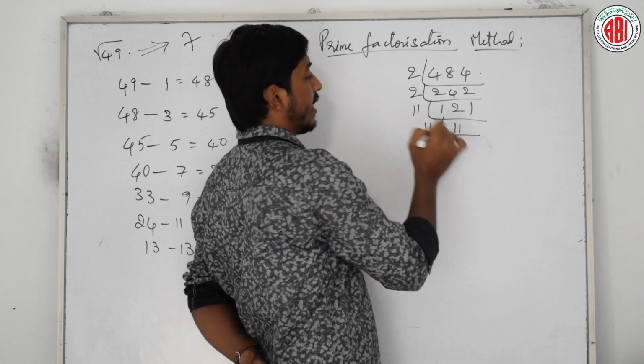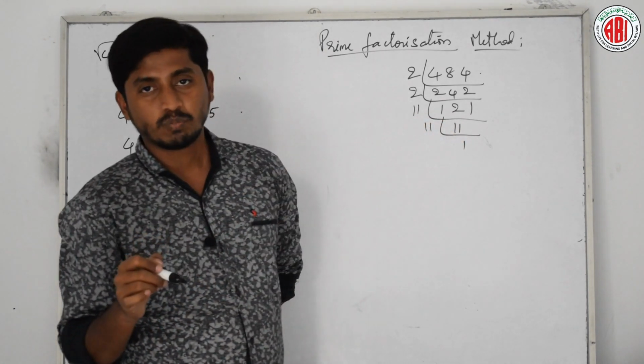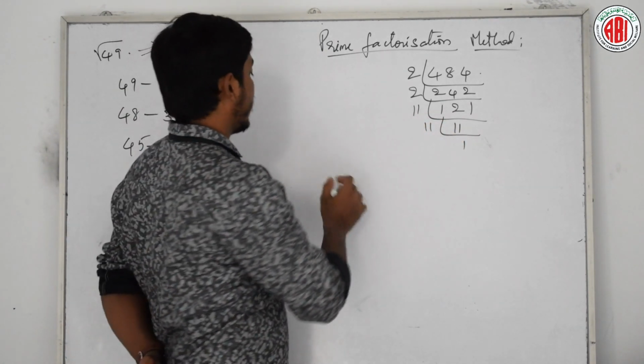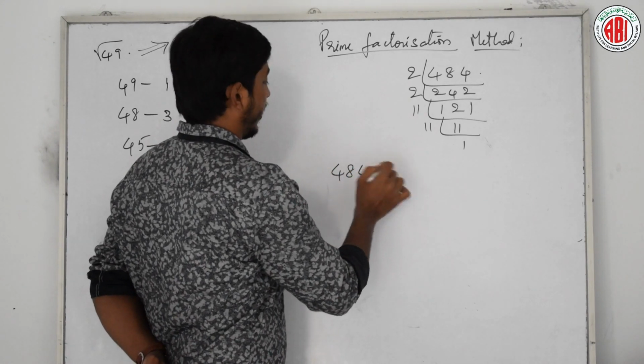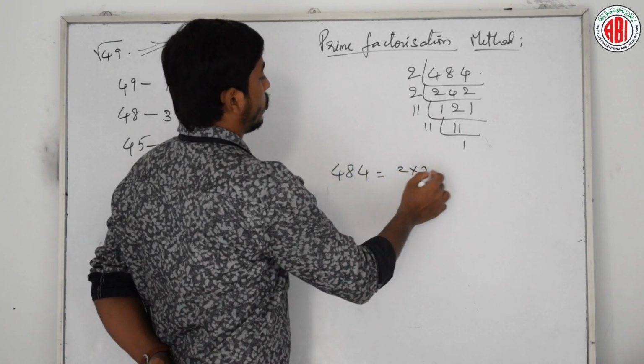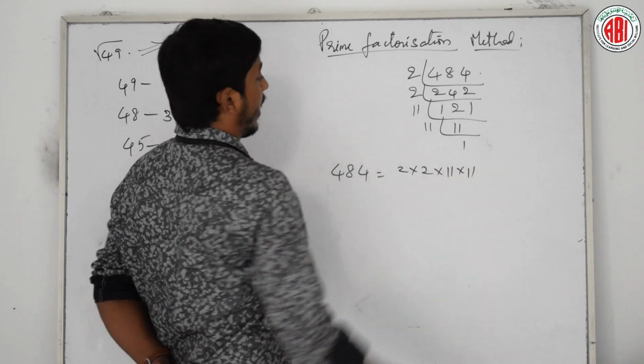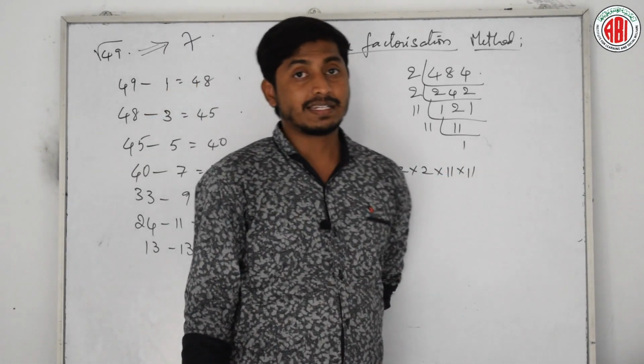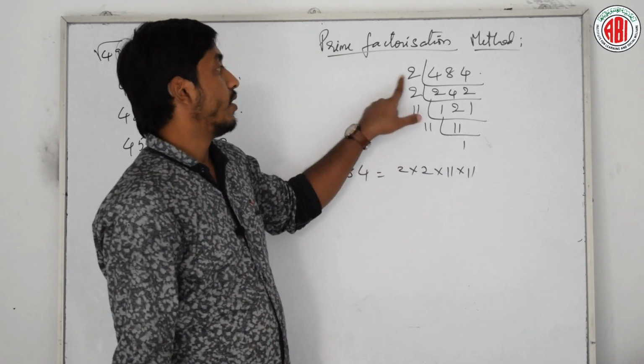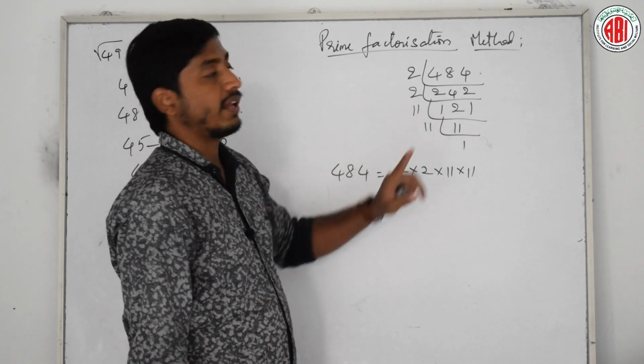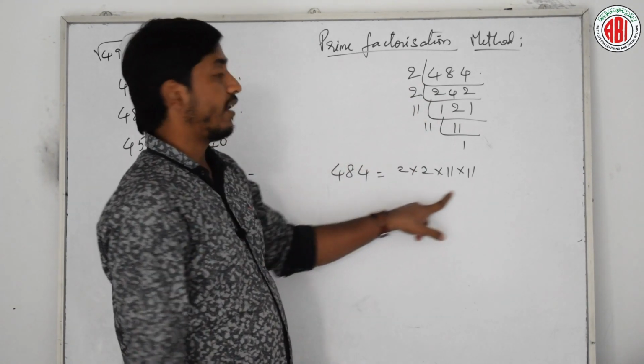Again, 11 1s are 11. Is it clear? Which means 484 can be written as 2 into 2 into 11 into 11. Did you understand? I have just written this: 2 this, 2 this, 11 into this, 11 into 1. I have written everything here.